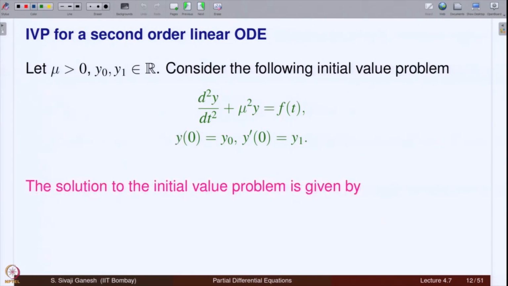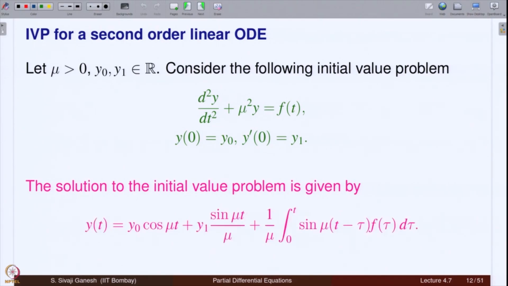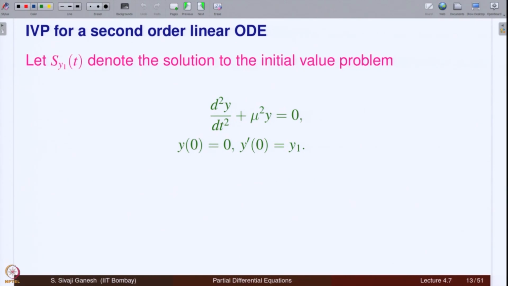The solution to the initial value problem one can explicitly solve and write down as this: y(t) = y0 cos μt + y1 sin μt / μ + (1/μ) ∫₀ᵗ sin(μ(t − τ)) f(τ) dτ. This is a formula one can verify. We are already used to this from a course on ODE. Now, we want to see each and every term closely and then we will see how Duhamel principle comes into play.